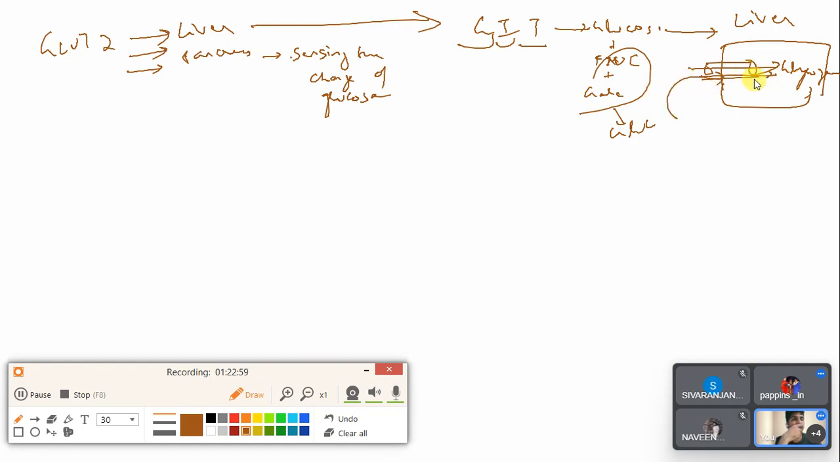Now, when we need it, in the fasting state, or when you have not eaten in a while, what happens? This glycogen will be broken down into glucose, and then it will be released out again through GLUT2. So what is this process? Can anyone tell me what is the process of glycogen being broken down into glucose? Can anyone name this process?